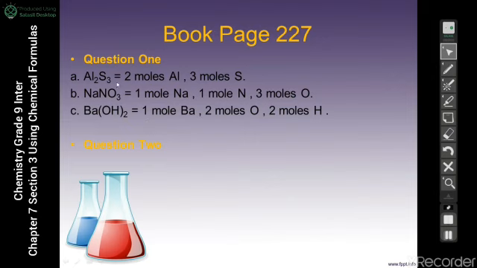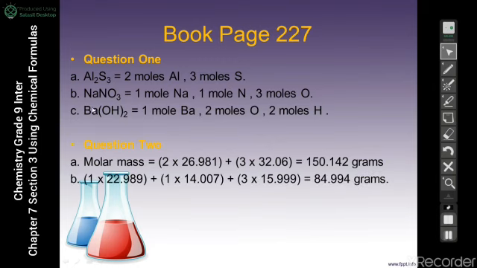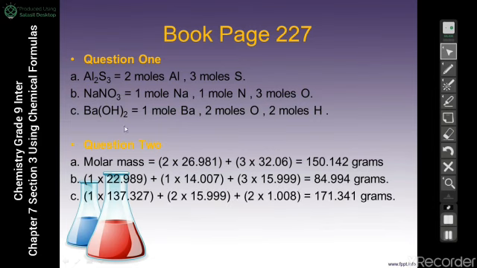Question 2. Find the molar mass of each of the compounds listed in item 1. The molar mass of aluminum sulfide, we are going to look up the molar masses of aluminum and sulfur, the number written below each element in the periodic table, and we are going to multiply it by the number of moles. So the molar mass of aluminum multiplied by 2, and the molar mass of sulfur multiplied by 3. Sodium nitrate. We have only 1 mole of sodium, and then we are going to multiply it by the number written below sodium in the periodic table, which is the molar mass of sodium. Then we are going to multiply nitrogen by 1, and we are going to multiply oxygen by 3. Barium hydroxide, we have 1 mole of atoms of barium, multiply the number written below barium in the periodic table, and we have 2 moles of oxygen. We are going to multiply the number below oxygen by 2, and 2 moles of atoms of hydrogen, so we are going to multiply the number written below hydrogen, which is its molar mass, by 2.